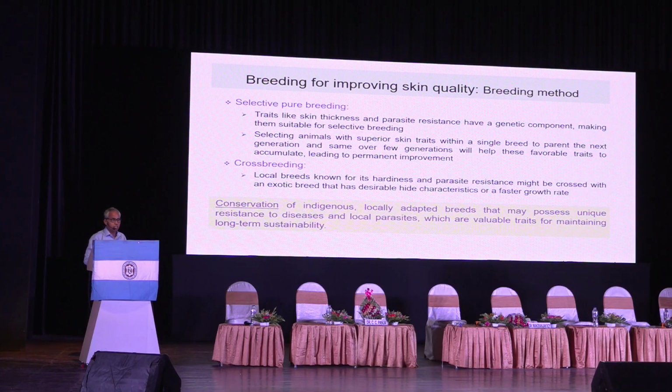Now, breeding method is also very vital. Natural breeding and artificial breeding. Natural breeding is by using the male cattle naturally. But nowadays, artificial insemination is the most accepted technology in the world for developing cattle as well as buffalo, and it is now also being introduced in goat and sheep.